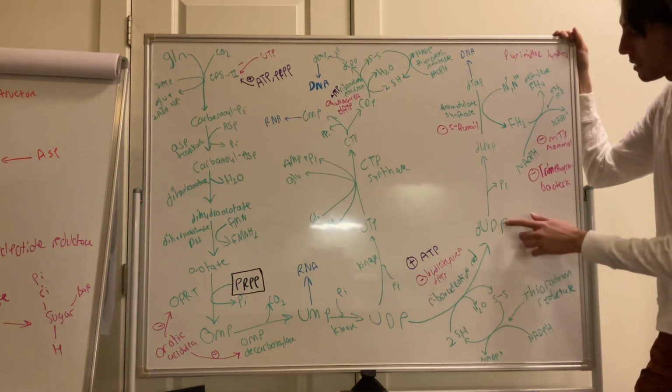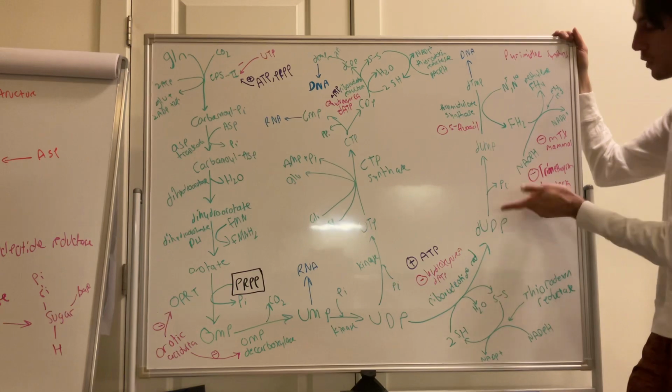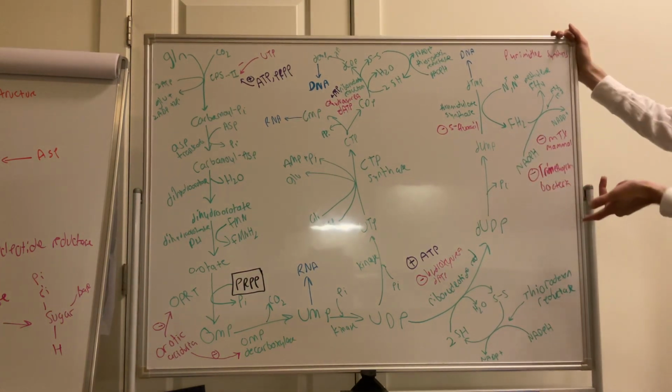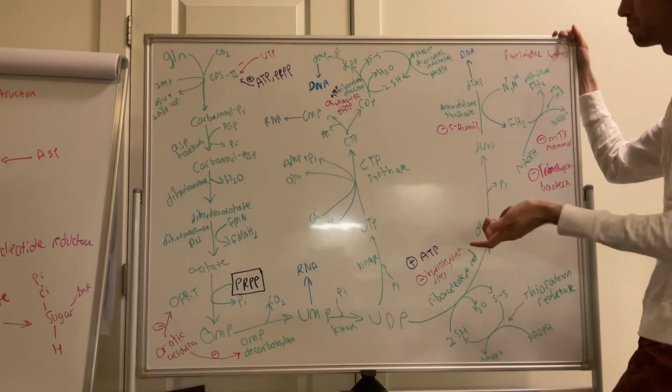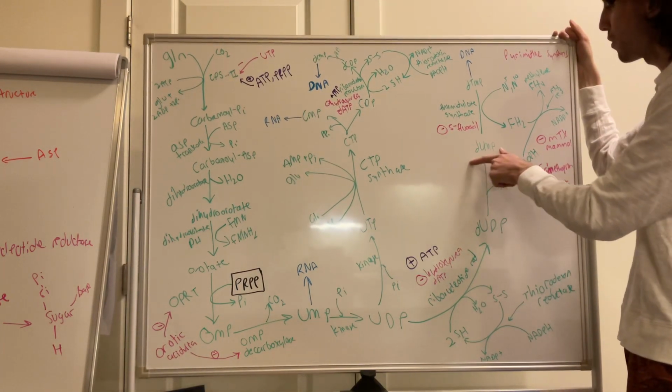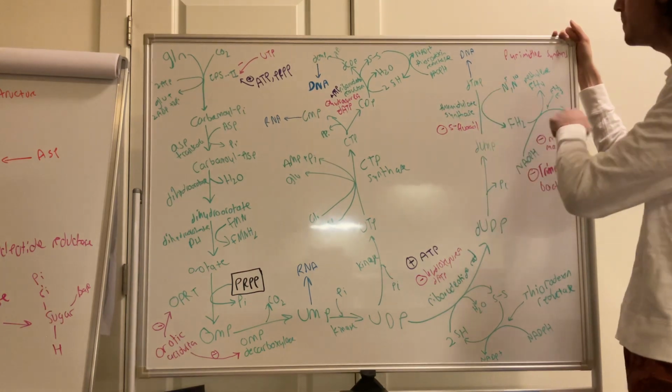Cool, so that's a cool mechanism. Then we can take a phosphate off of it and turn it into dUMP. And then this is also another really cool mechanism, or at least I think it is. Maybe you might not think it is, but I do, so that's fine. So it's going to go from dUMP to dTMP.